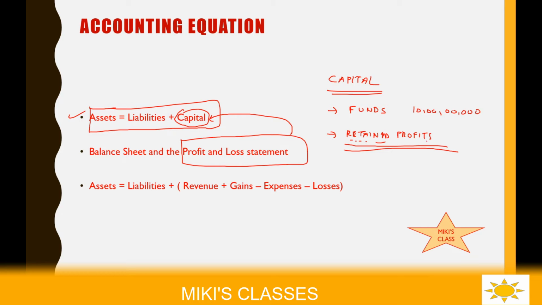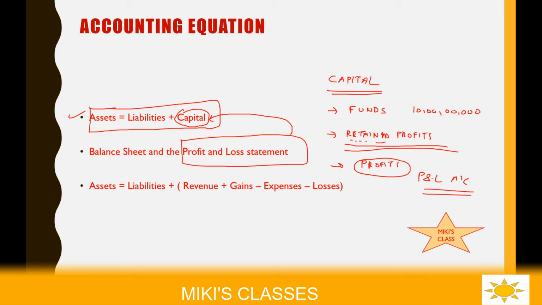Why has it retained the profits? If you're running a company and you make profits, either you'll take it out, use it for your own personal use, or keep it in the business so that you can grow your business further, right? So retained profits is also a part of this capital. And then the third component will be profits or losses for the year. So this profits and losses for the year, you'll be able to make out from this profit and loss statement, what is called as the P&L account, profit and loss account.